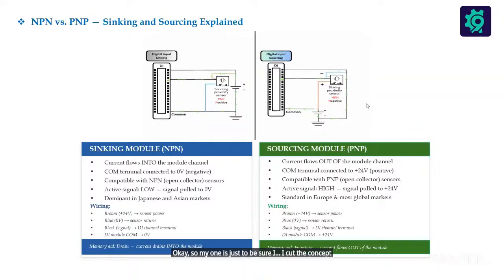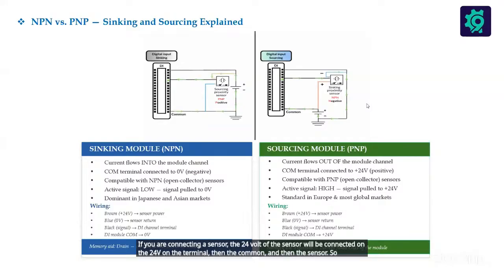Okay, so my own is just to be sure I catch the concept. In the case of the Flex 5000 IO card, on the terminal the card is getting supply from another source, the positive and the negative. And on the terminal, we have the 24 volts, the common, and the signal. So if you are connecting a sensor, the 24 volt of the sensor will be connected on the 24 volt on the terminal, then the common, and then the signal.